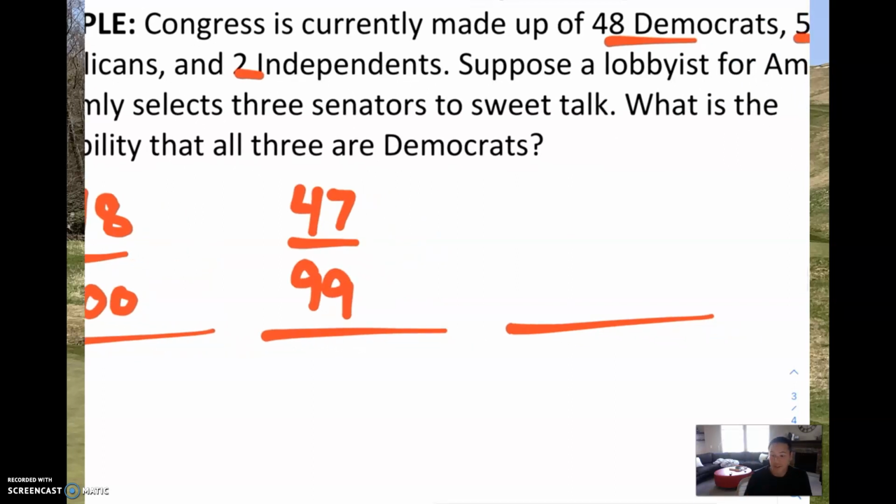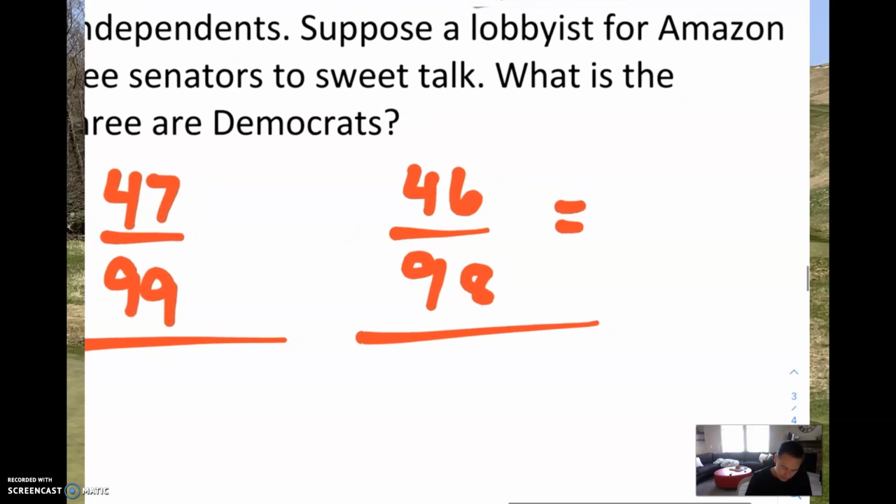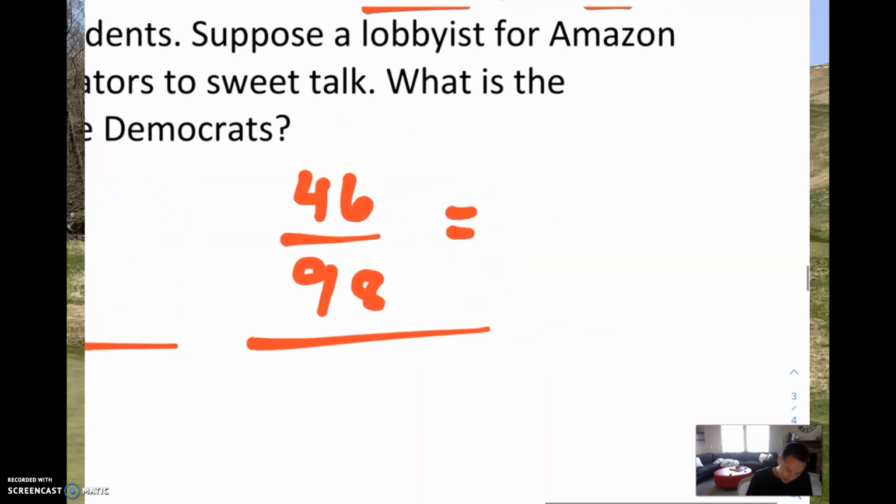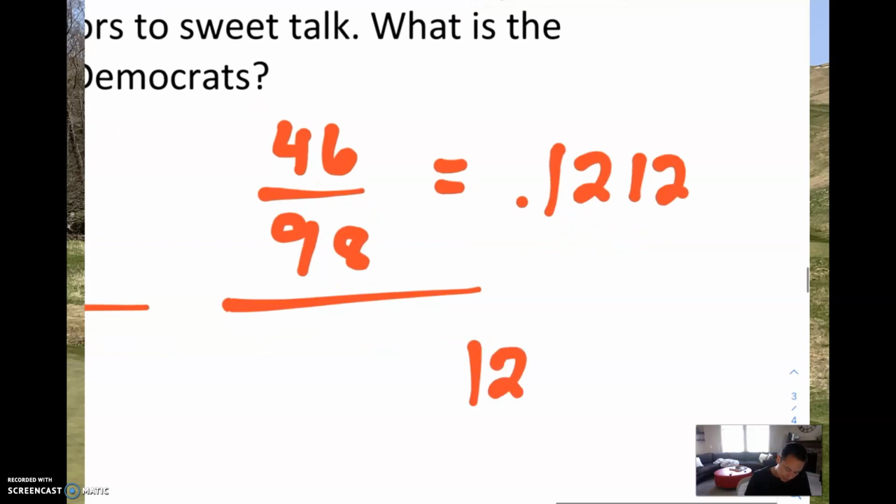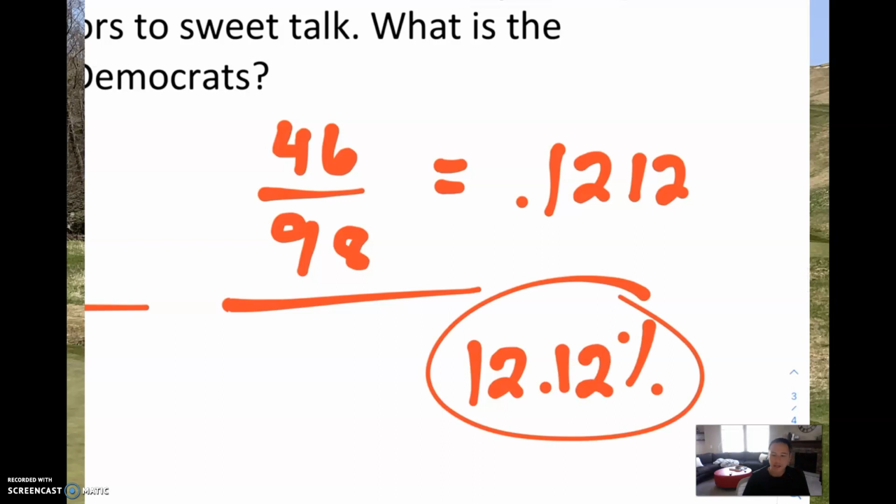That one, we get them to do what they want to, so they're done. And now there's only 46 Democrats left out of 98 total senators. And if you multiply them all out, you end up with 0.1212. It repeats, and that would end up being 12.12% if you round it to the nearest hundredth.